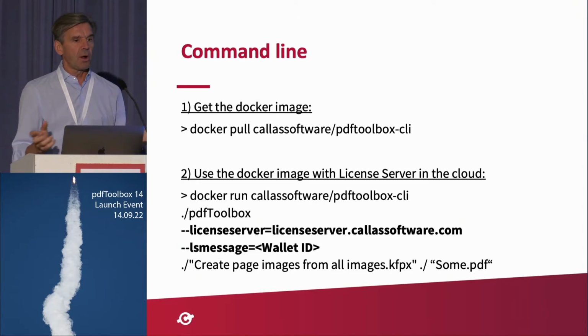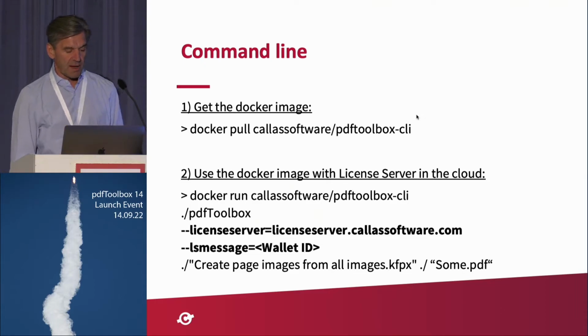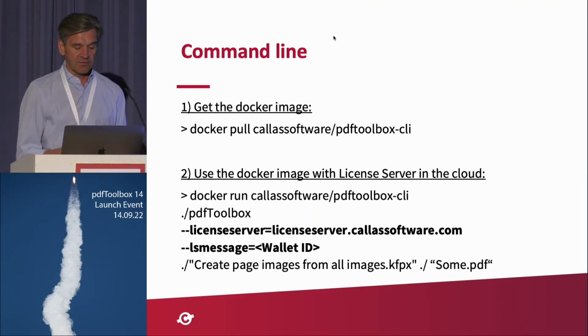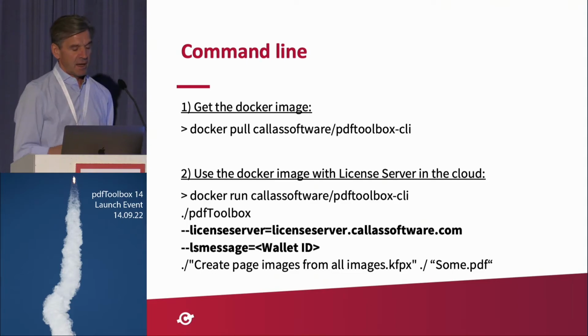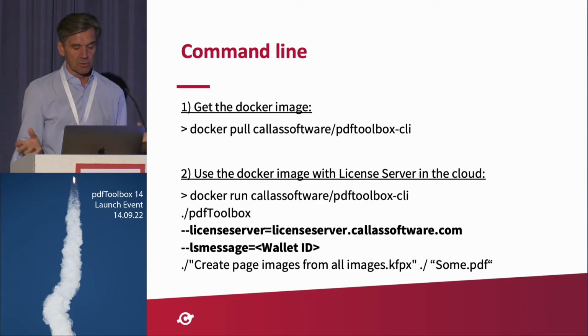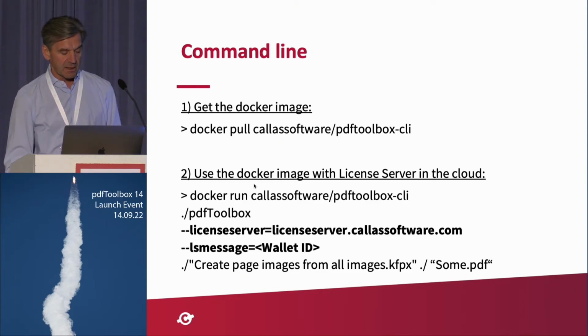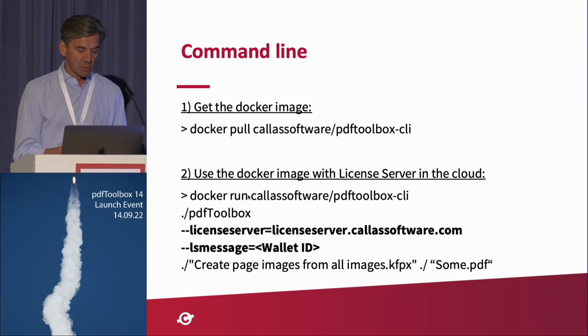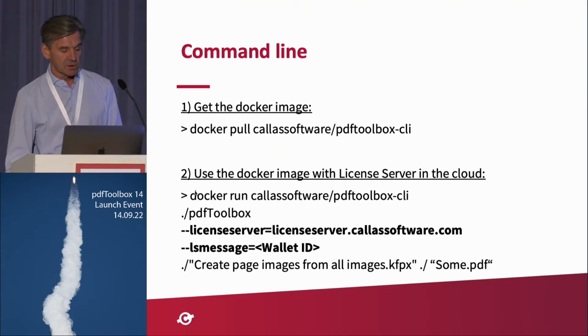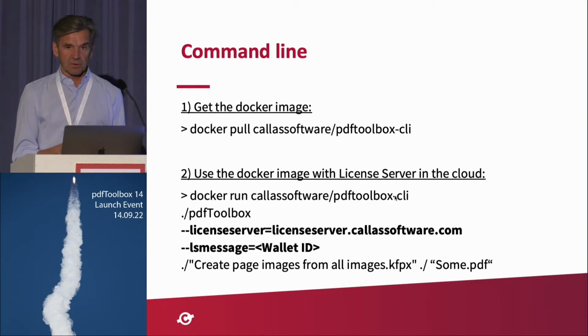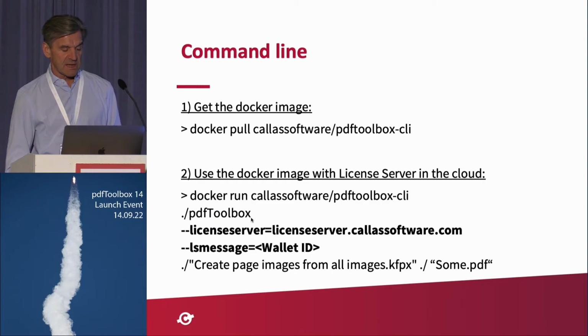So you install a Docker environment, and once you have that, you enter on the command line docker pull callassoftware/pdfToolboxCLI, and then Docker will take care of loading that image into your environment, and then you have it there, and next you can immediately use pdfToolbox CLI. You would just enter docker run, then you give it the name of your Docker image, then you say, okay, I want to use pdfToolbox, and now comes the license server.